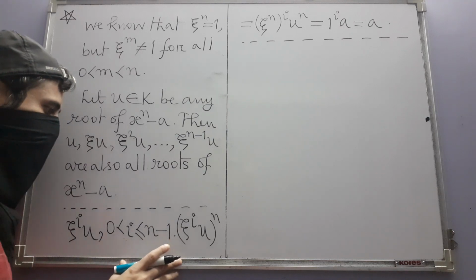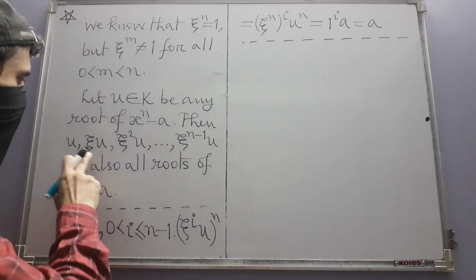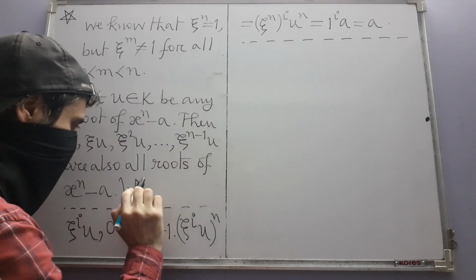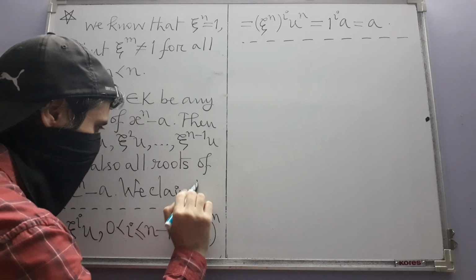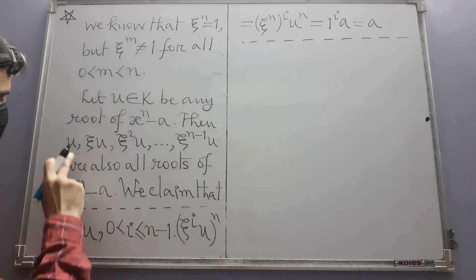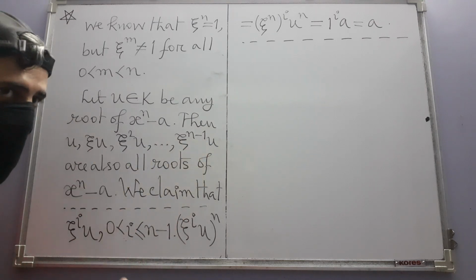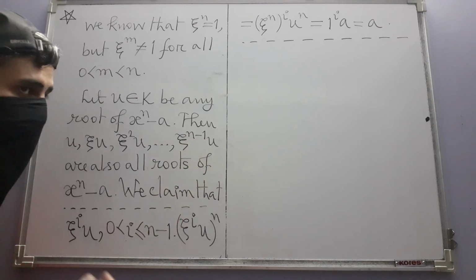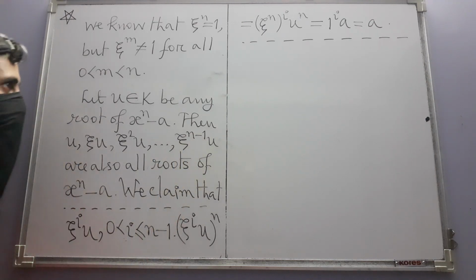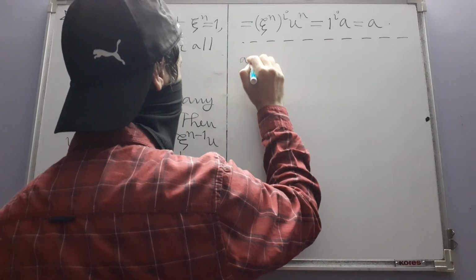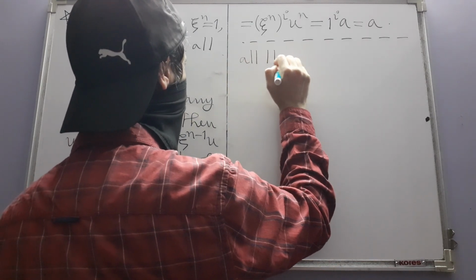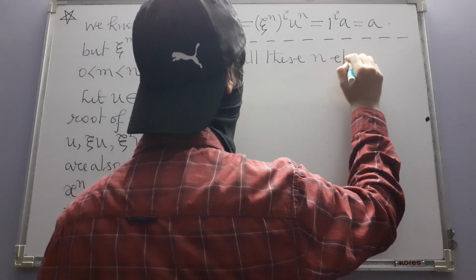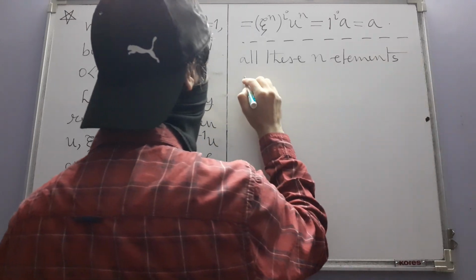Now the next thing we are going to observe about them is that they are all distinct. We claim that, how many numbers do you see in this list? n, right? Starting from this one up to this one, there are n minus 1 of them and this extra u. All these n elements are distinct.